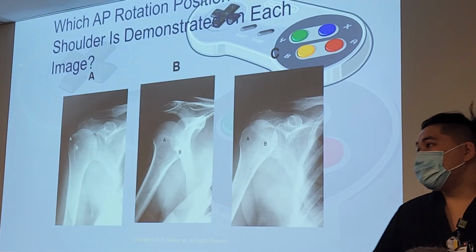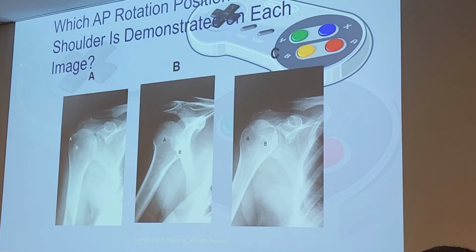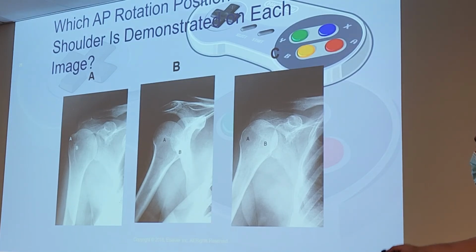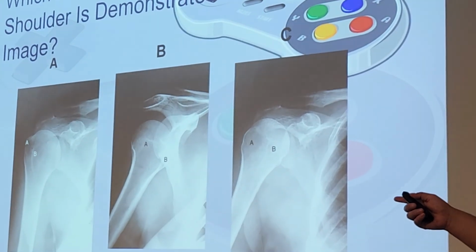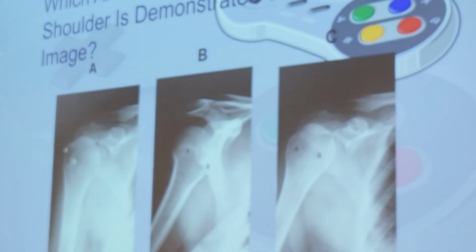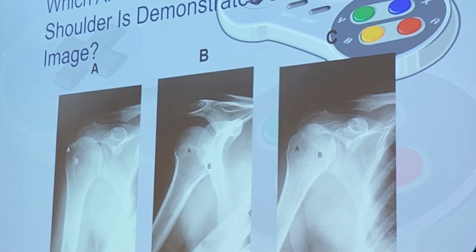Alright, so these are those three positions, side by side. Let's see if we can try to identify those. Let's see, what are we seeing here on A? External rotation. And why? You can see the greater in profile. Okay, what would be the greater tubercle? What's it labeled as? A, very good. And what's B labeled as? Lesser tubercle, very good.